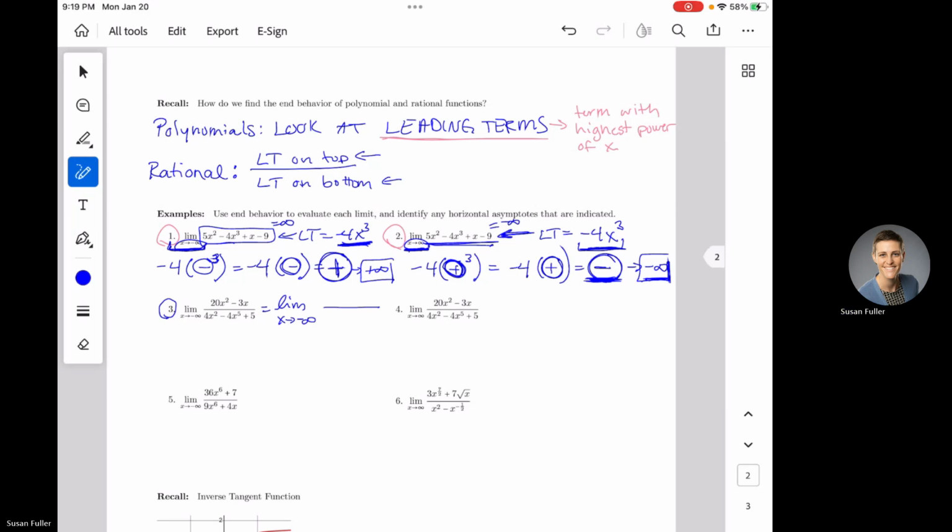So what's the leading term on top? Yep, it's 20x squared. That's the biggest bully on top. Who's the biggest bully on the bottom? Yep, it is -4x to the 5th.